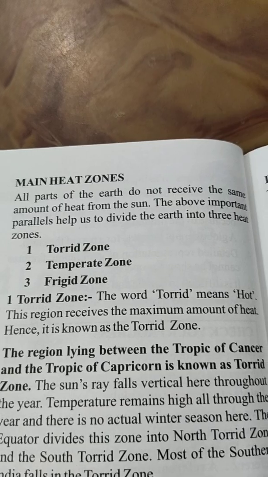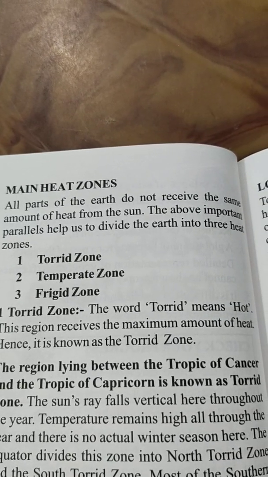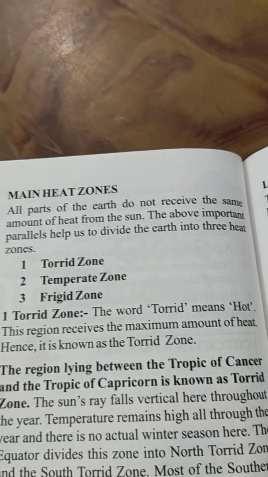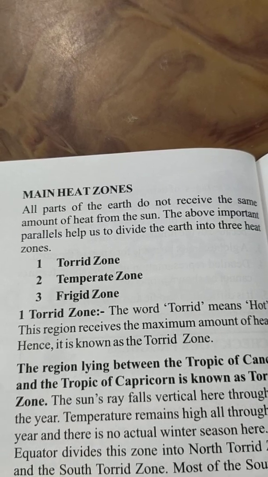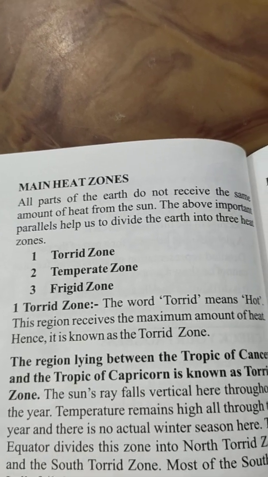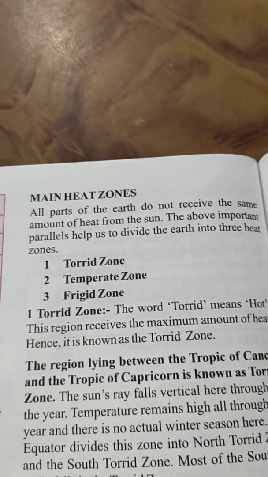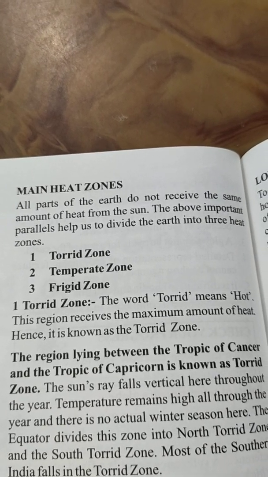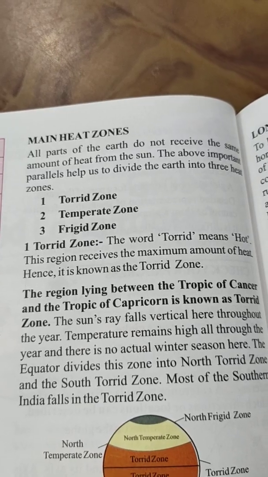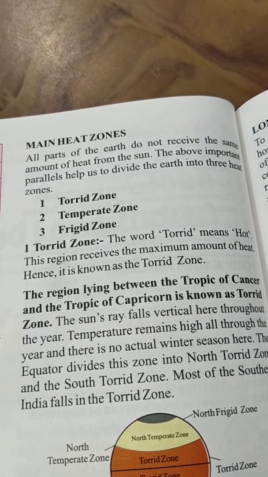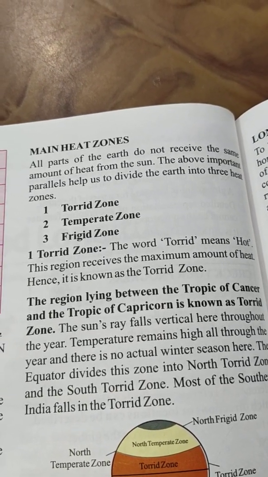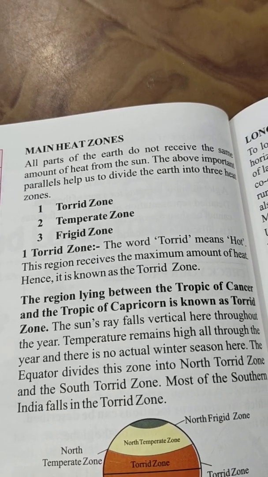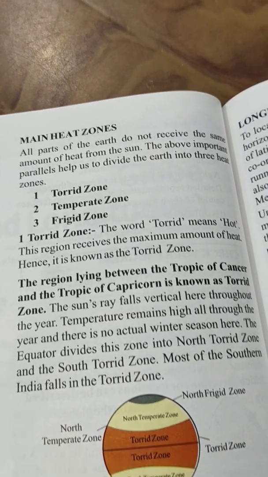Main heat zones. All parts of the earth do not receive the same amount of heat from the sun. The above important parallels help us to divide the earth into three heat zones. Number 1, torrid zone. Number 2, temperate zone. Number 3, frigid zone. First we will discuss the torrid zone.